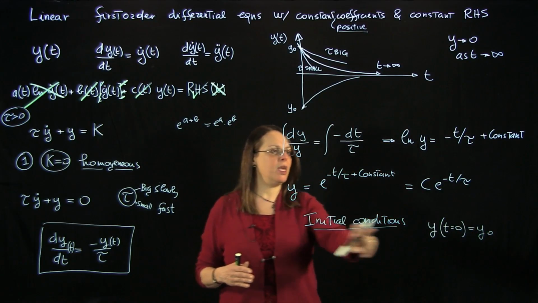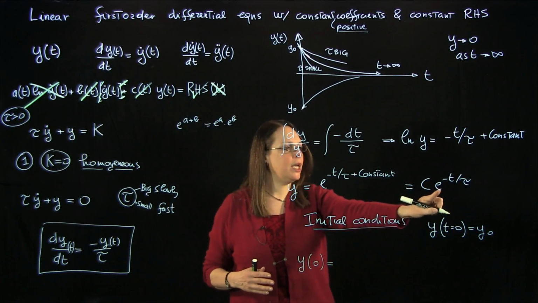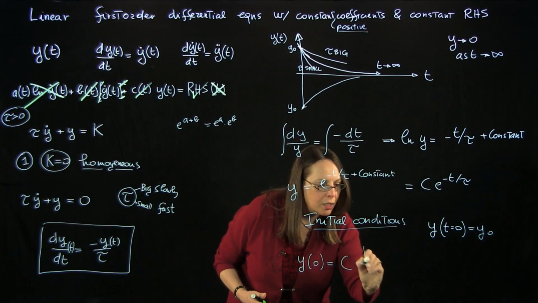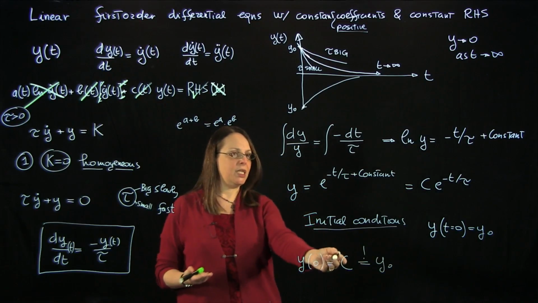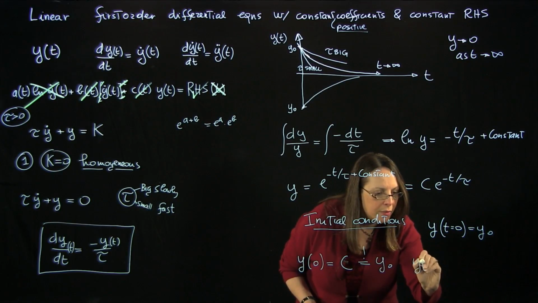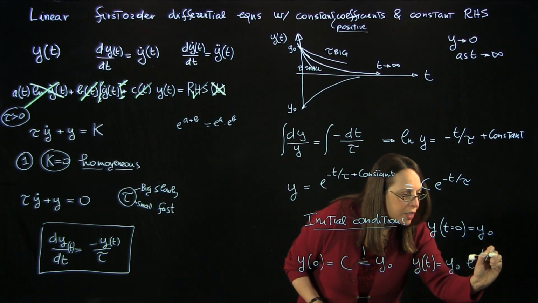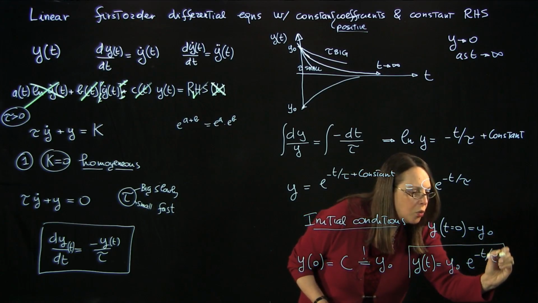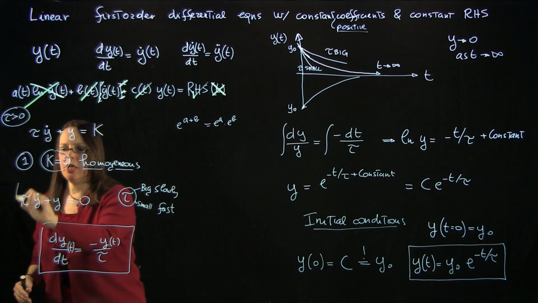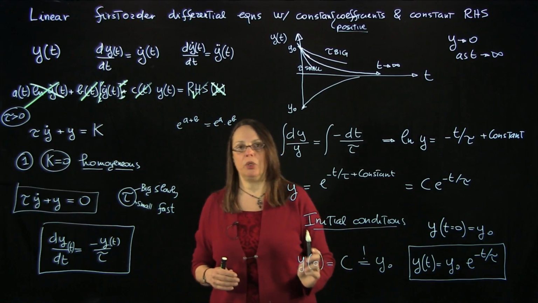So if we know that y must be equal to y0 at time equals 0, I can write y of 0 equal to c times e to the 0, which is 1. So it's c times 1, and this must be equal to y0. So we see that simply c must be equal to y0. So the final solution to my differential equation is that y of t is equal to y0 e to the minus t over tau. And this, once and for all, is the solution to this differential equation with the initial condition that y at t equals 0 is equal to y0.